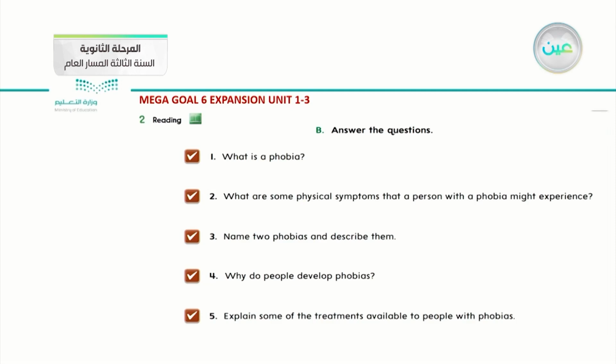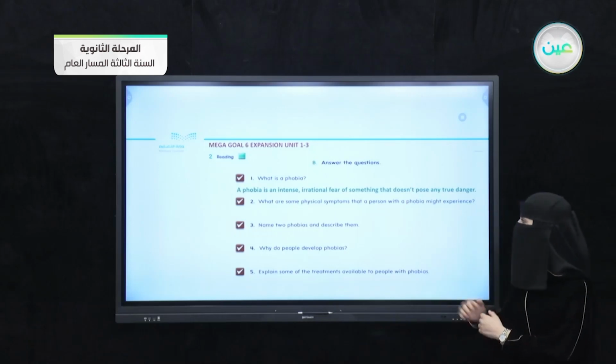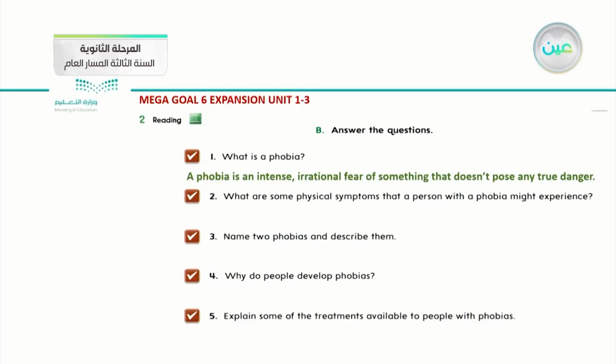We mentioned it yesterday. That is a kind of something that makes you nervous. Or we can answer like this: a phobia is an intense or irrational fear of something that doesn't pose any true danger. That is the exact definition for phobia. Number two, what are some physical symptoms that a person with a phobia might experience? Which means, what do you feel inside your body if you have a phobia?